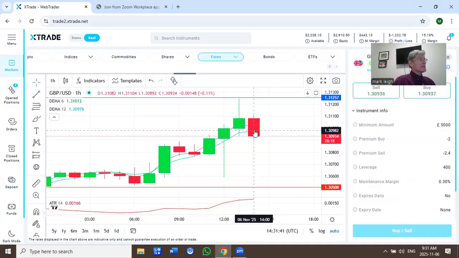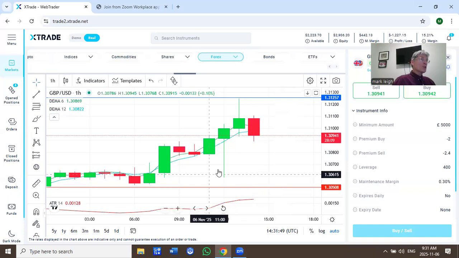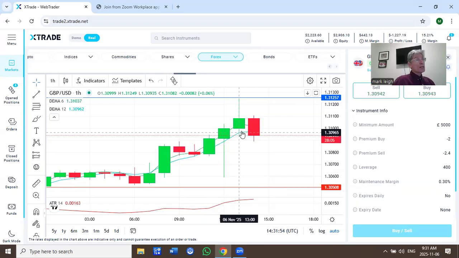We'll see whether sellers can maintain, sellers of pound, buyers of US. If the US fight back continues, we're looking down at support. If it's a continuation of buying pound, selling US dollar, and US dollar weakness does continue through the US session, we'll be looking up at the resistance level.